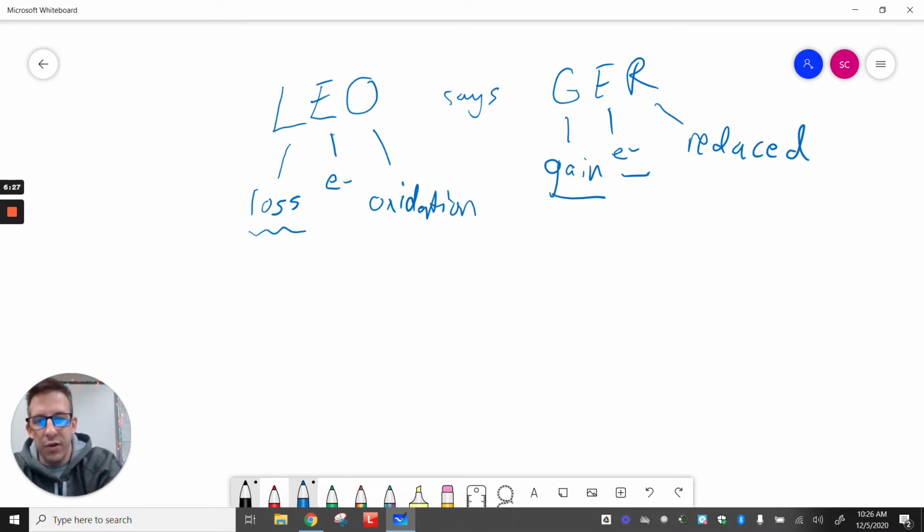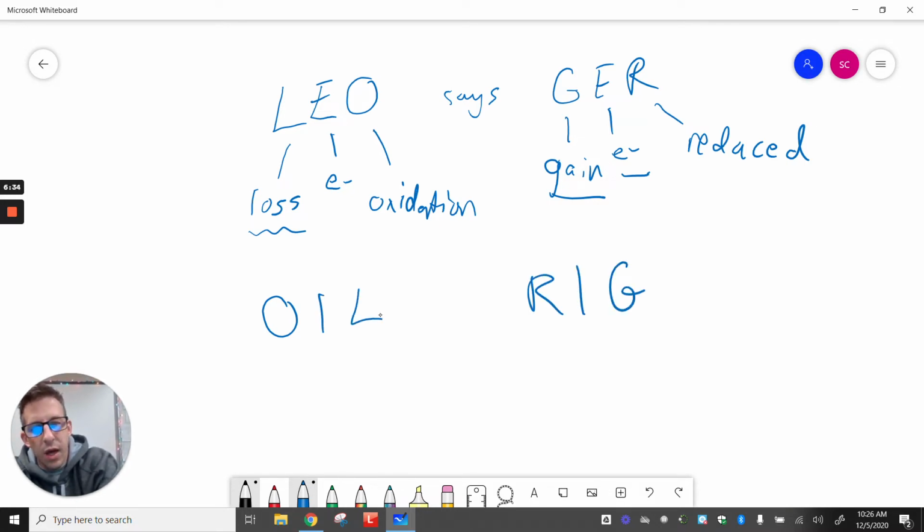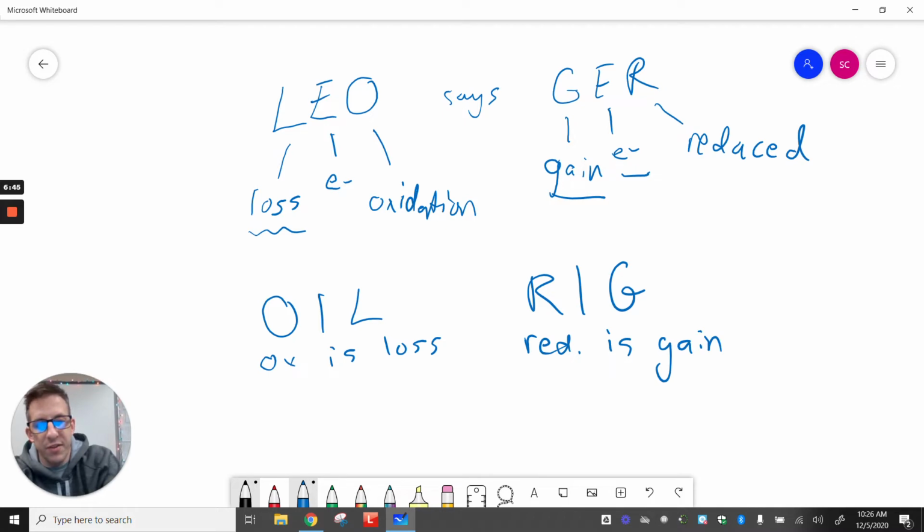Another one you may have heard of is OIL RIG. Okay? Oxidation is loss. Reduction is gain. Okay? And obviously that's in reference to the electrons. So you can use either one of those, and I always have to do that. I can never just remember oxidation is losing electrons. I only said it that fast because I read it off the screen and made it look like I didn't.